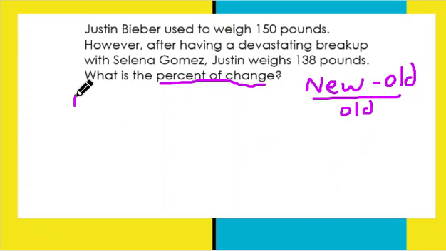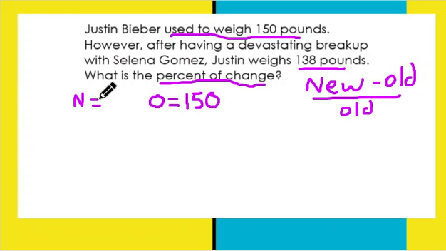So I have to find out what is my new amount and what is my old amount. So let's see, Justin Bieber used to weigh 150 pounds. Used to weigh, used is past tense. So that's the old amount. He used to weigh 150 pounds. However, after a devastating breakup with Selena Gomez, Justin weighs 138 pounds. So he now weighs 138 pounds. That is our new.